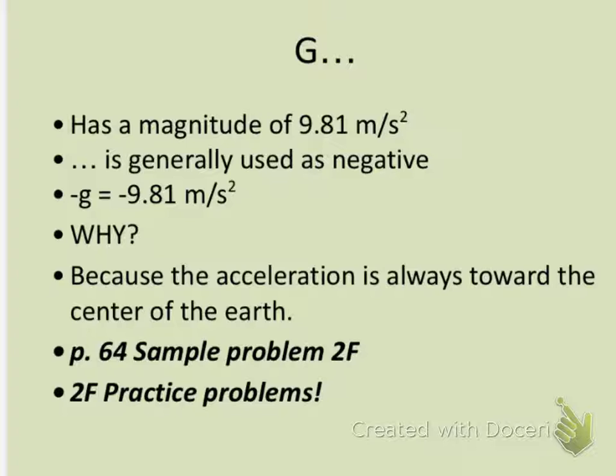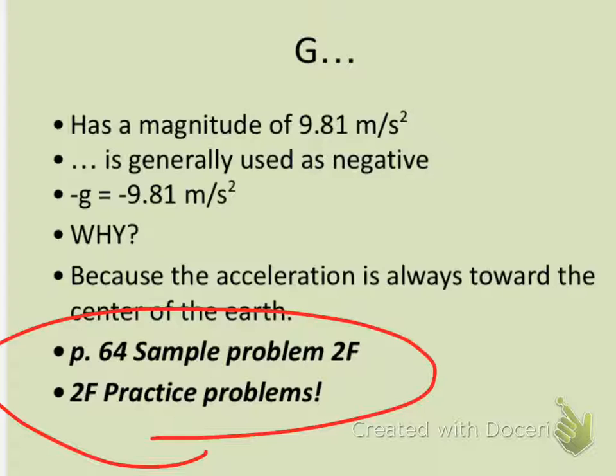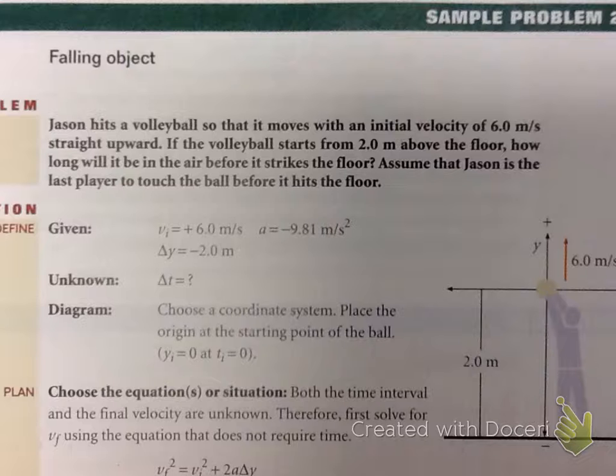We're going to walk through a sample problem, and then I'm going to set you loose on the 2F problems with a couple of cautions. So we have a falling object problem here. Jason hits the volleyball so it moves with an initial velocity of 6.0 meters per second straight up. Would that be setting it? We don't know. If the volleyball starts from 2 meters above the floor, how long will it be in the air before it strikes the floor, assuming that Jason's the last player to touch the ball before it hits the floor? So let me shrink this down.